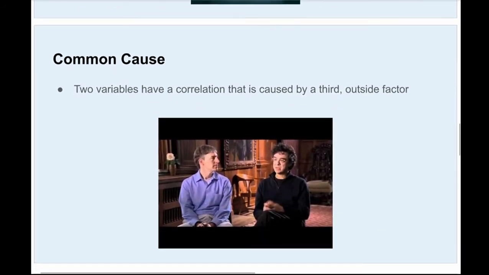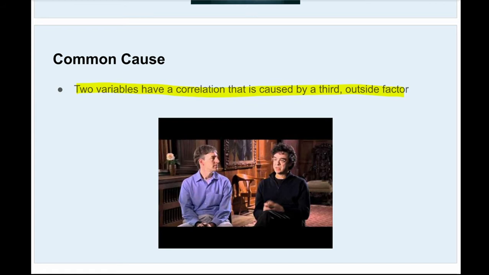Another one is a common cause. So this is similar to the ice cream sales and drowning. This is where two variables have a correlation that is caused by a third or outside factor. So there's another variable at play that we're not taking into account.